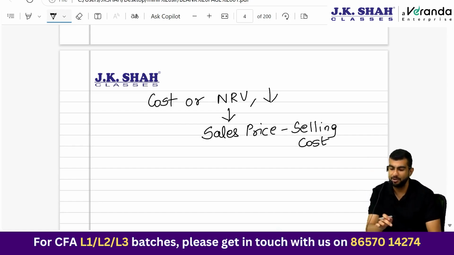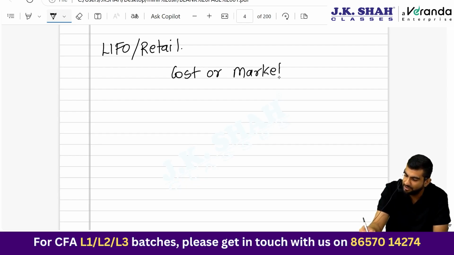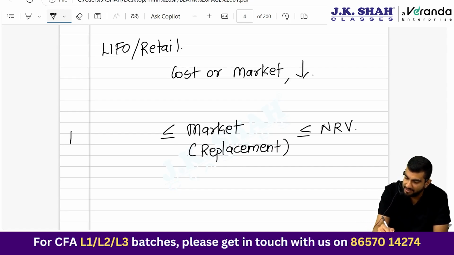Now discussing US GAAP. In US GAAP, if you follow the LIFO method or the retail method, the inventory has to be recorded on the balance sheet at cost or market, whichever is lower. And market is also called what? Replacement cost. There is a way to determine this replacement cost. You have to establish a range. The upper range has to be NRV and the lower range has to be NRV minus a normal profit margin.